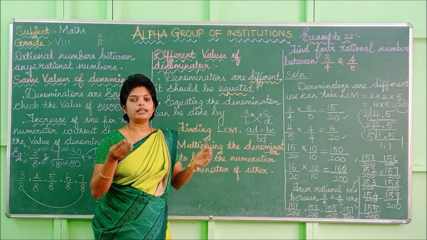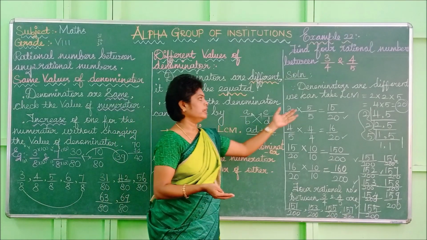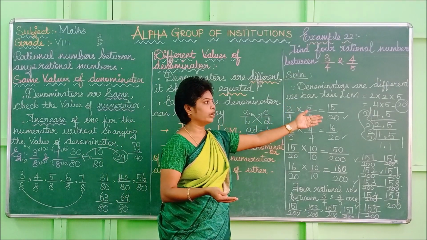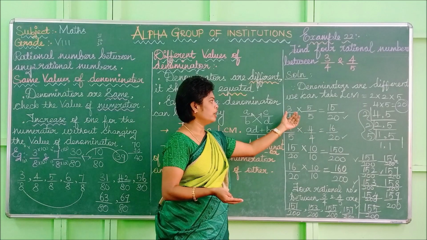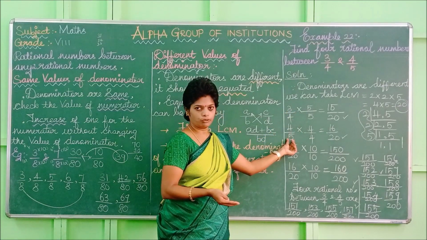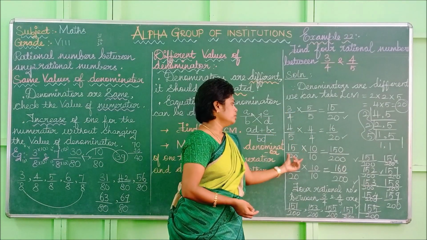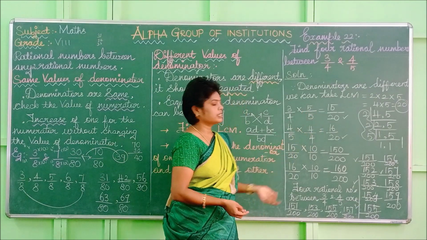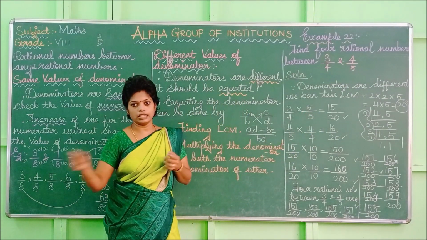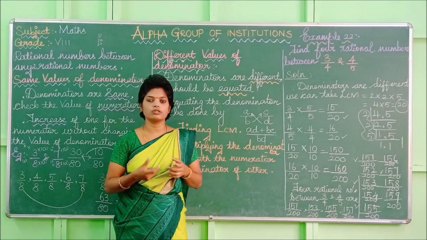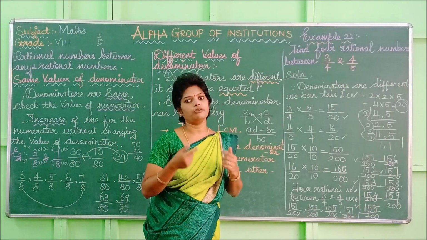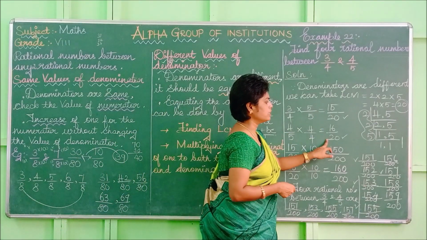So both the denominators are different. We have to take the LCM. You can get the value as 20. So you have to change both the denominators into 20. Then we have 15 by 20 and 16 by 20. In between, can you write any values? No. If you increase that 15 by 1, you get 16. So it is not possible.